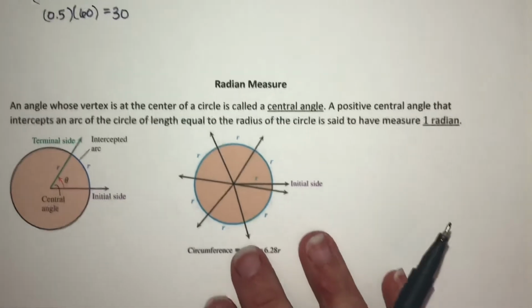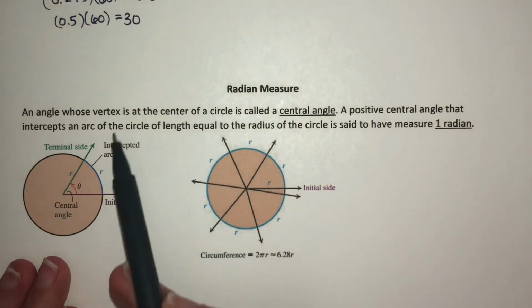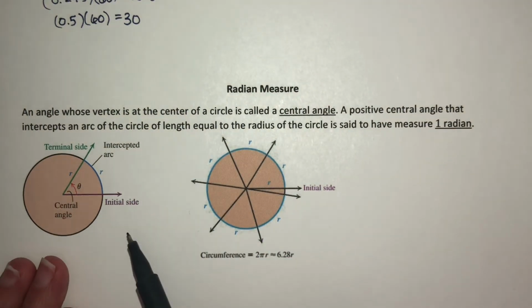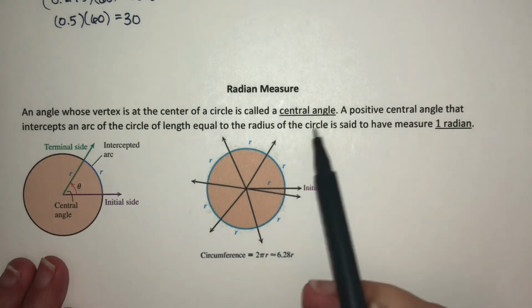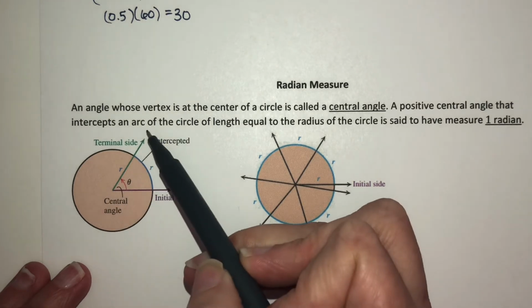Now, degrees are how we think, but it's not the best form for us mathematically. Once you go into calculus, virtually everything you do is going to be dealing with an angle measured in radians rather than degrees. And so the definition of radian: an angle whose vertex is at the center of a circle is called a central angle. So here I have a central angle. I have an initial side here, terminal side here.